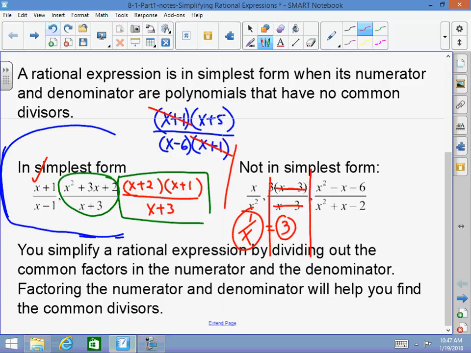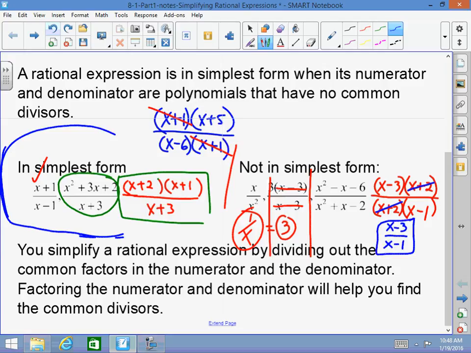This top numerator can be factored to x minus 3 times x plus 2. The denominator can be factored to x plus 2 times x minus 1. Now I can get rid of the x plus 2's, and now I'm left with x minus 3 over x minus 1. Now it's simplified, okay?